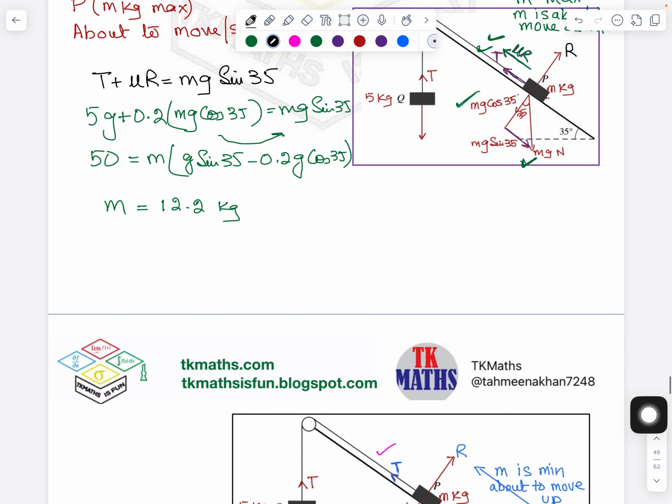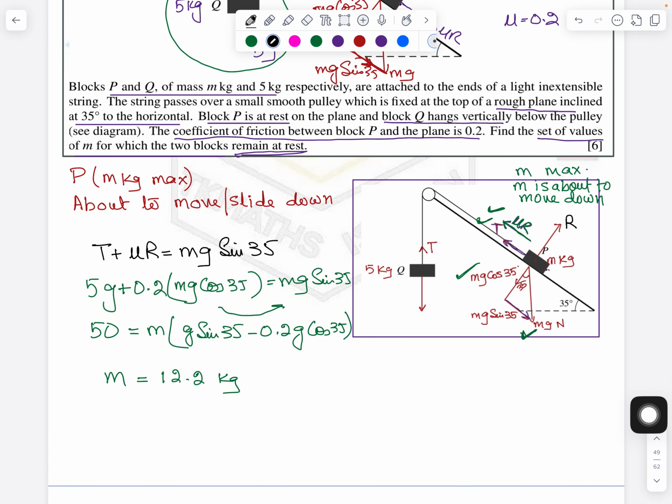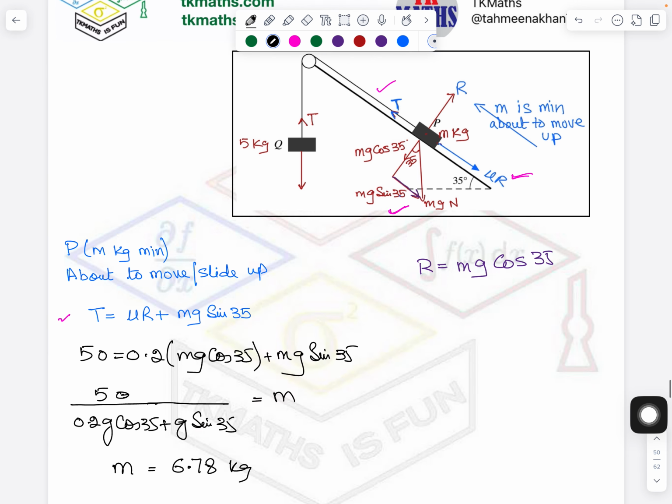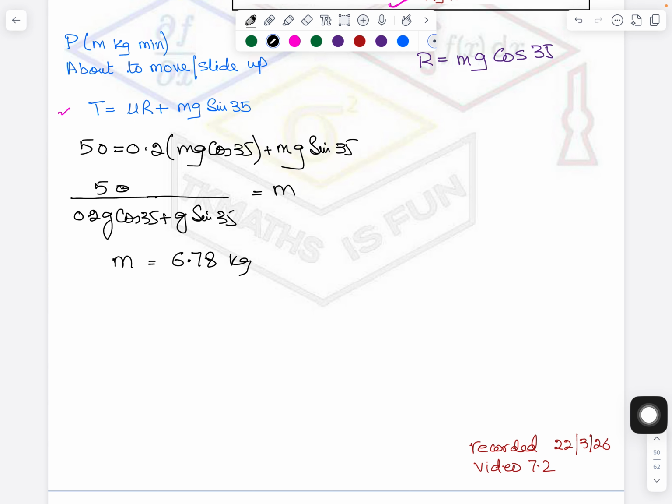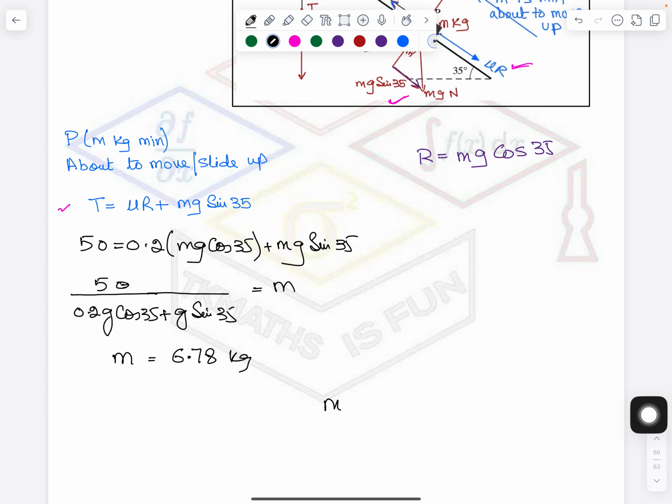The requirement of the question was: find the set of values for which the two blocks remain at rest. So now you can say the mass should be between 6.78 and 12.20. If the mass is in this range, the object will remain at rest, it will not move. I hope you understood.